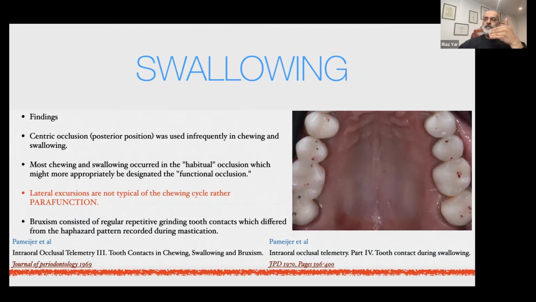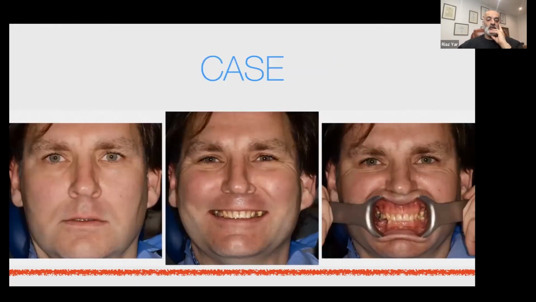Once we break the food down, the food is ready to be swallowed. And so the muscles then activate the swallowing. So your masseter and temporalis, this starts your swallowing process.